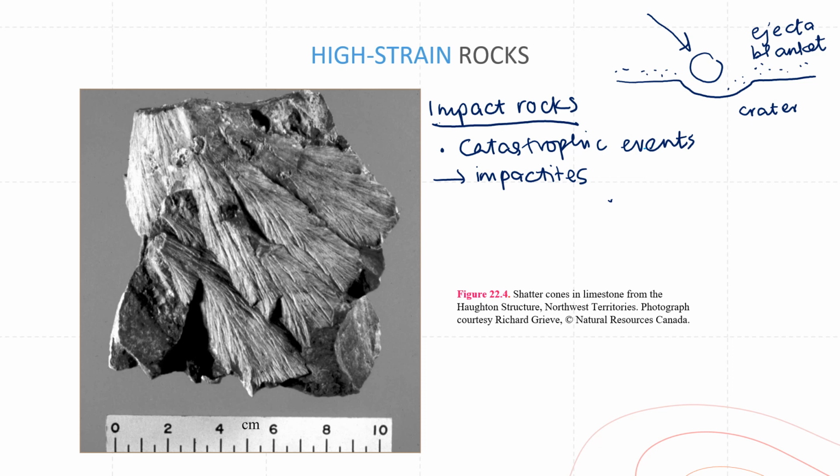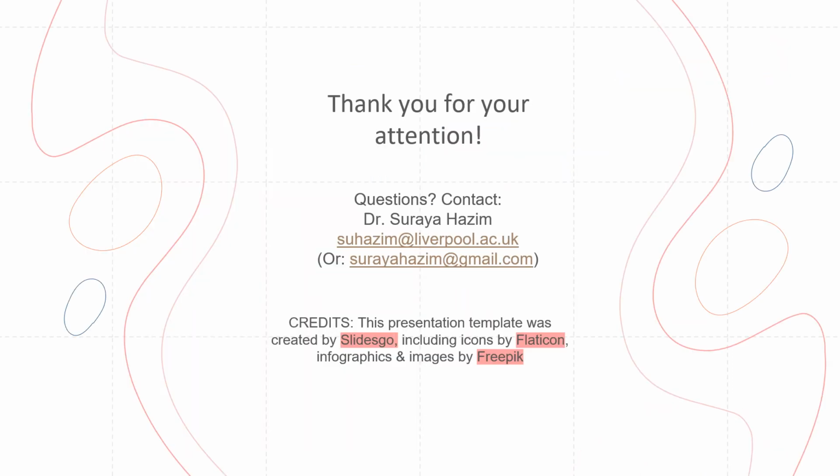So impact areas may also have these nested cone-like structures called shatter cones. So this is what we're looking at in this photograph. So you have this almost nested cone-like structure, and this is very typical of impact rocks. And that is it. And that concludes our discussion on the classification of metamorphic rocks.